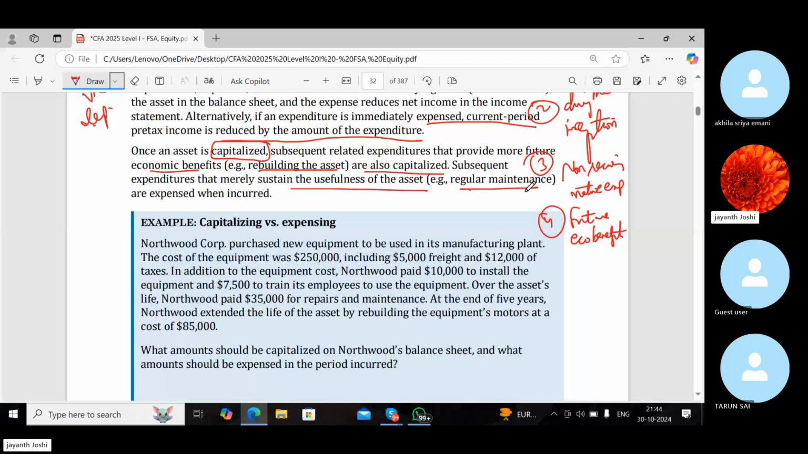So we took the asset cost, which includes the freight charges and taxes. We took the installation. We took the cost for rebuilding. Capitalized. What is expense? 35,000 repairs and maintenance is expense, and training for staff employees is expensed. Okay. So I think we have done this. Yes. Please have a look at this.